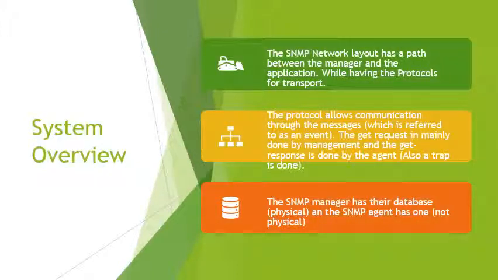The SNMP network layout has a path between the manager and the application while having the protocols for transport. The protocol allows communication through a message, which is referred to as an event. The GET request is mainly done by the manager, and the GET response is done by the agent. Also, a trap is done by the agent. The SNMP management has their database physical, and the SNMP has their database not physical.